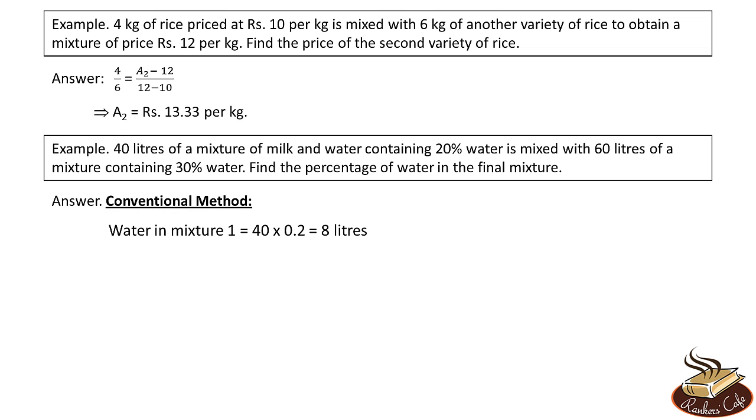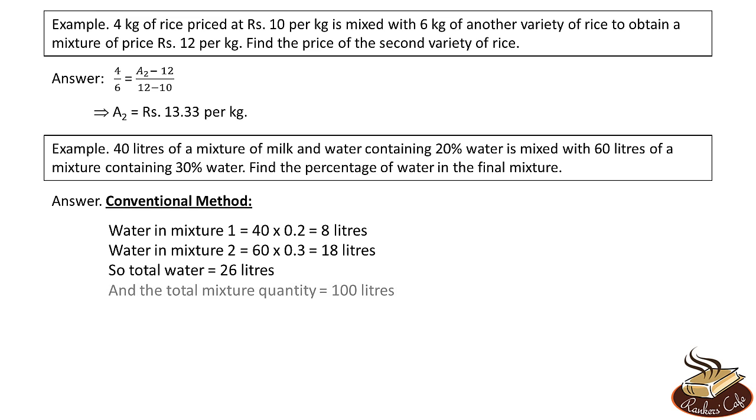Water in mixture 1 is equal to 40 into 0.2, which is 8 liters. Water in mixture 2 is equal to 60 into 0.3, which is 18 liters. So total water in both the mixtures is equal to 8 plus 18, that is 26 liters. And the total mixture quantity is obviously 40 plus 60, that is 100 liters. So percentage of water is obviously 26 by 100 into 100, that is 26%.